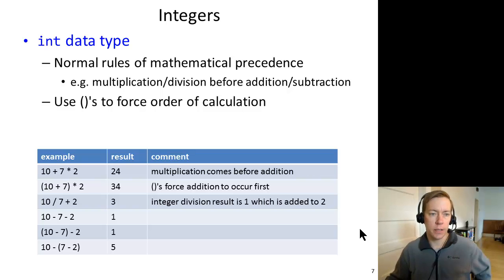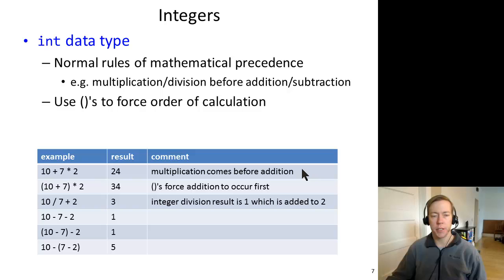When we're doing these computations with the integer data type or with the double data type, when we're computing with numbers, the normal rules of mathematical precedence apply. So things you've learned in your math classes, like multiplication and division, come before addition and subtraction. In the first row of the table, I've got 10 plus 7 times 2. It doesn't do it left to right. It doesn't do 10 plus 7 giving 17 times 2. It knows the rules of precedence and knows I should multiply before I add. So 7 times 2 is 14, and 14 plus 10 is 24.